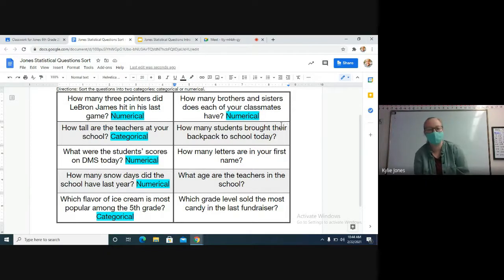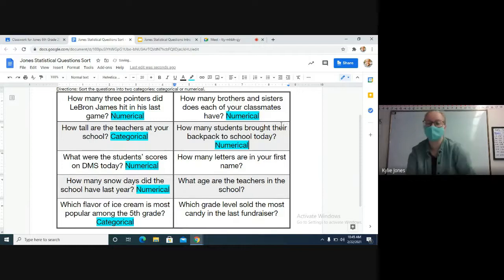Number 2, or second one down. How many students brought their backpacks to school today? Is it a category or a number? This one is going to be numerical because it's a number. It wouldn't be a category unless they ask what type of backpack did people bring, right? But we could go around this classroom and ask how many brought their backpacks. So there could be a statistic there.